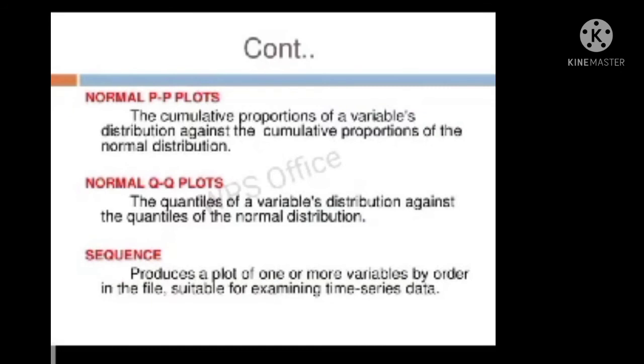Normal p-plots graph. The cumulative proportion of variable distribution against the cumulative proportions of the normal distribution. Normal q-plots, the quantiles of a variable distribution against the quantiles of the normal distribution. Sequence, produce a plot of one or more variables by order in the file, suitable for examining time series data.